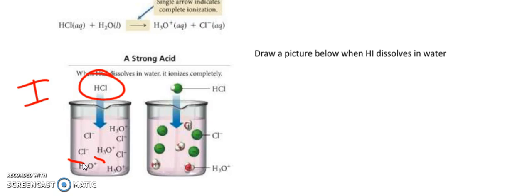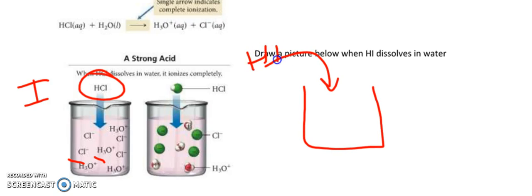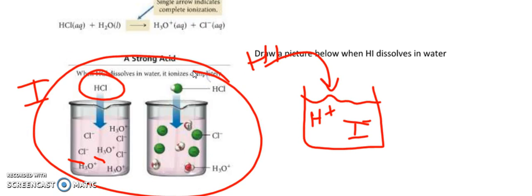It says draw a picture below when HI dissolves in water. All right, so here's my beaker, lovely beaker, I know. And I'm going to pour in some HI. Here's my water. What's going to happen? You finish off the picture. All right, did you get, I'm just going to write H+ instead of hydronium, it's easier, and I-. They all will split up, okay? That is a good picture, and it's a really important picture. Remember, the AP folks love these kinds of diagrams, so really understand what's going on.